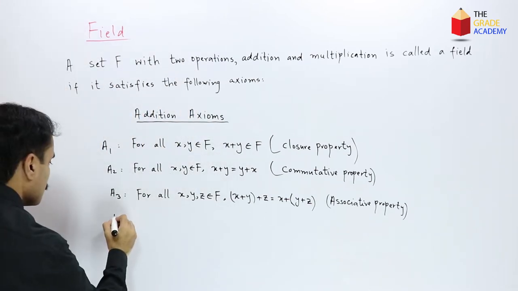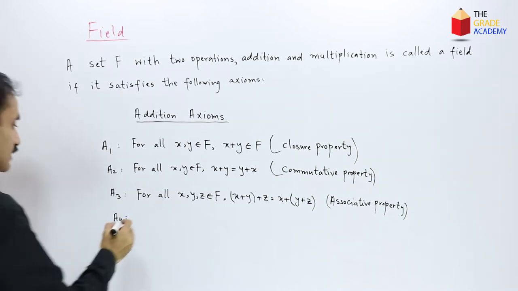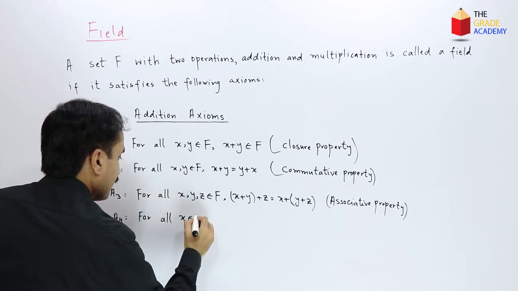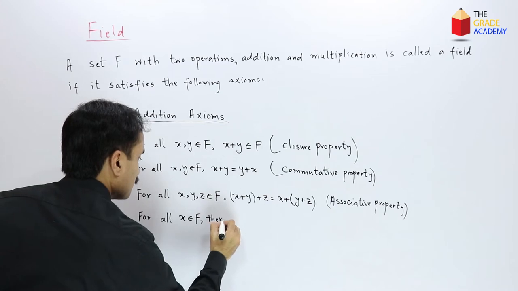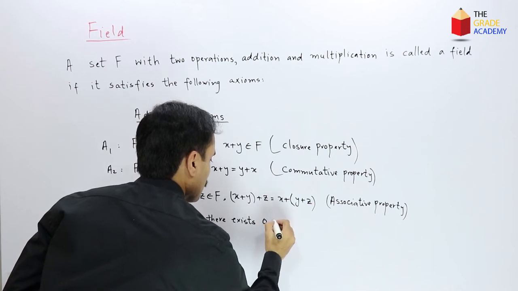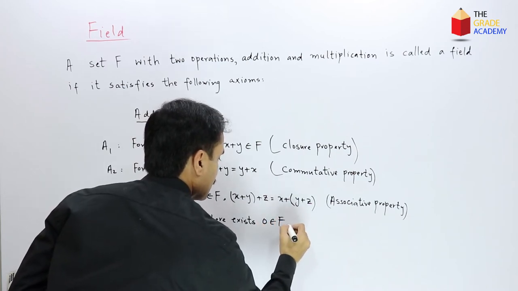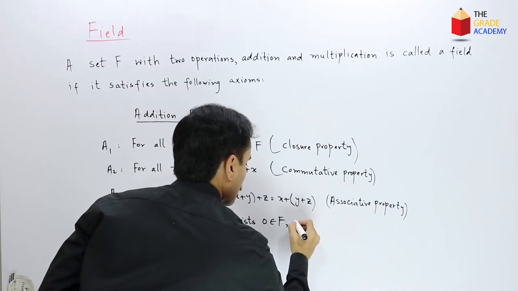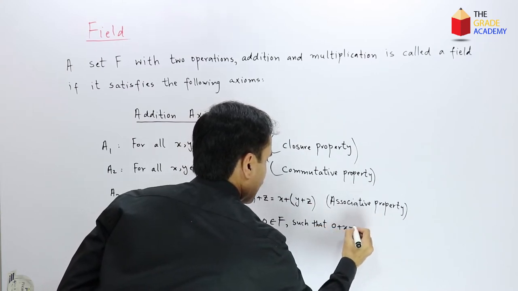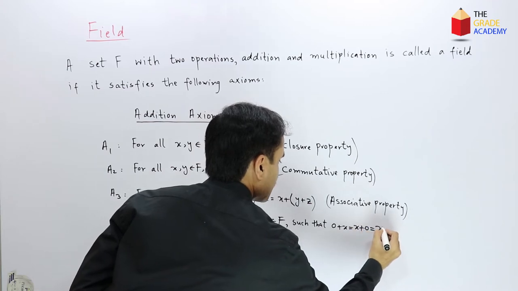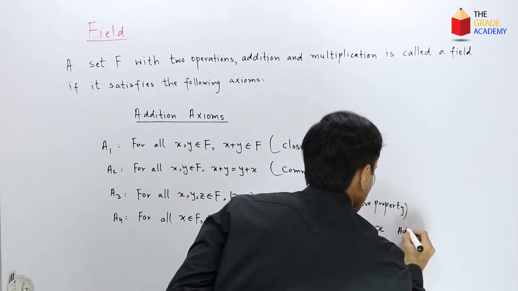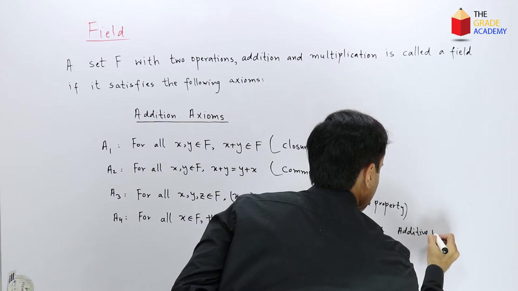And the fourth axiom is, for all elements x belonging to F, there exists an element 0 belonging to F such that 0 plus x or x plus 0 is equal to x, and that is called the additive identity. So 0 is the additive identity. So this is the additive identity property.